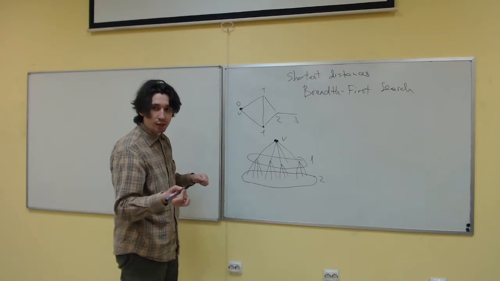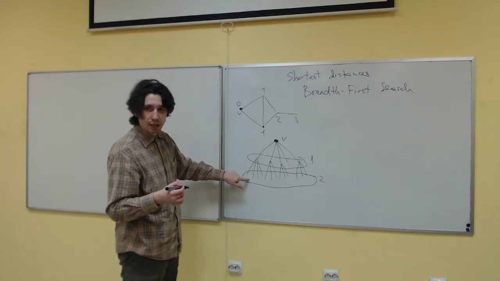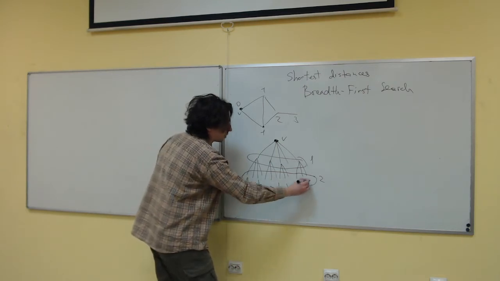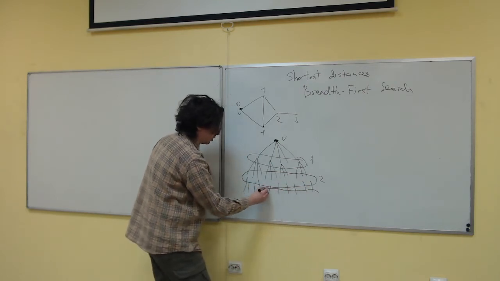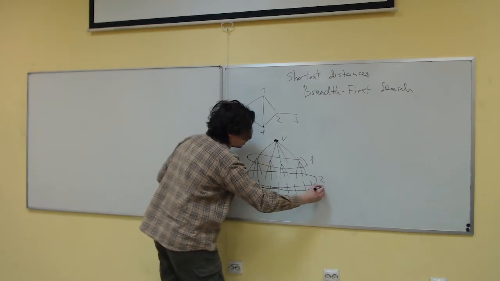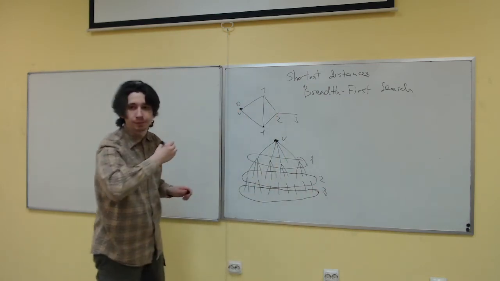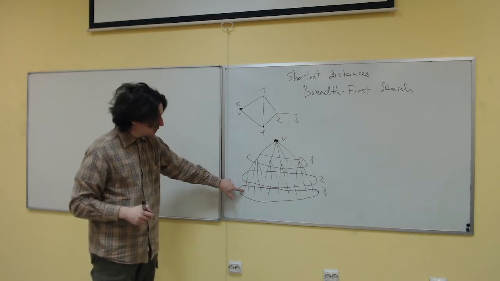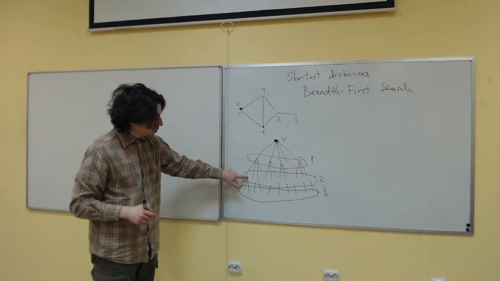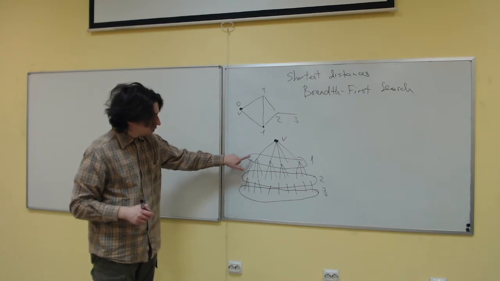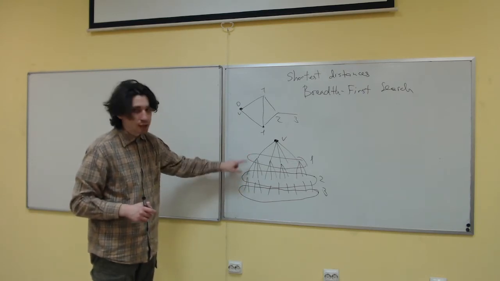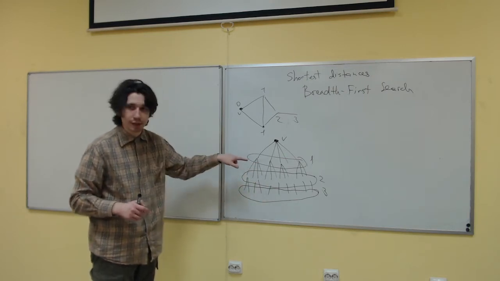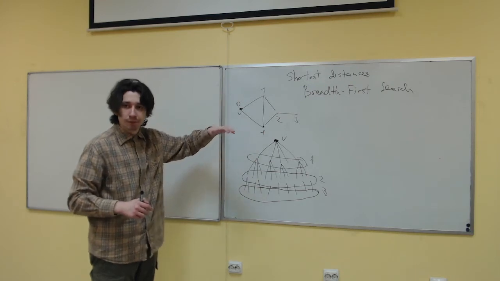Then again we take the neighbors of this guy, and all of them, the neighbors of the second level, we have 3, and so on. Of course, it is possible that in this level the neighbor of this guy is some vertex from level 1, so we don't count it twice. Each vertex appears only once and on the level that is the highest possible.